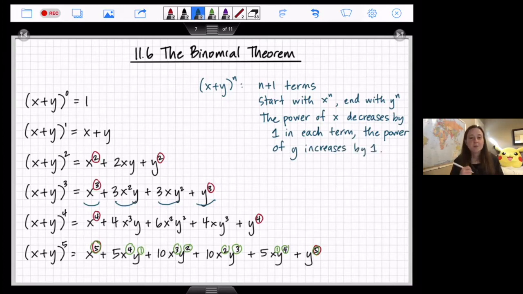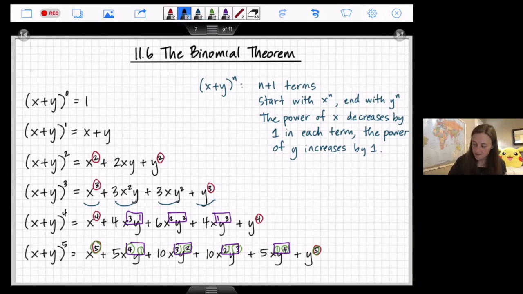You might also notice the relationship between the exponents on the x and the y. So in each pair of terms, let's look here: the 4 and 1, the 3 and the 2, 2 and the 3, 1 and the 4. Those always add up to 5 in the x plus y to the 5th expansion. It works in the x plus y to the 4th expansion as well: 3 plus 1, 2 plus 2, 1 plus 3. The x power and the y power always add up to whatever exponent you're on.